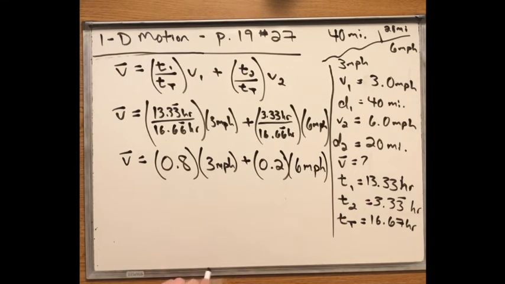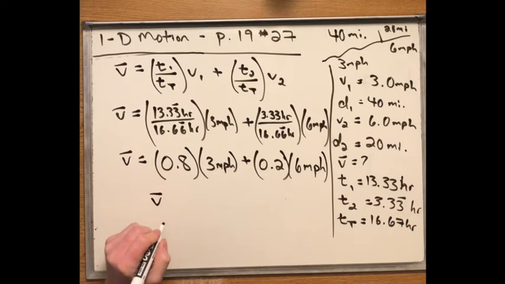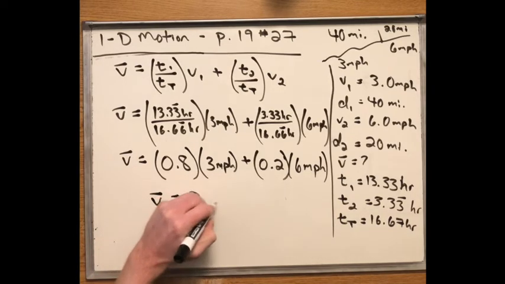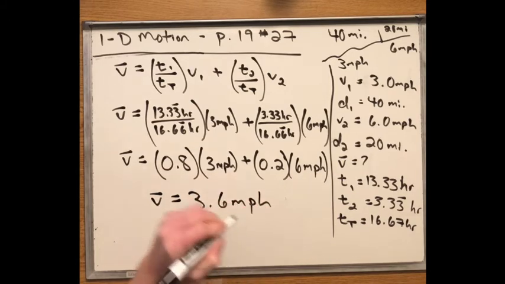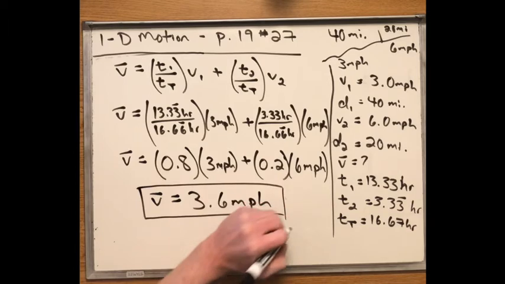And when we do that math and we add them together, 0.8 times 3 plus 0.2 times 6 gives us an overall average speed of 3.6.